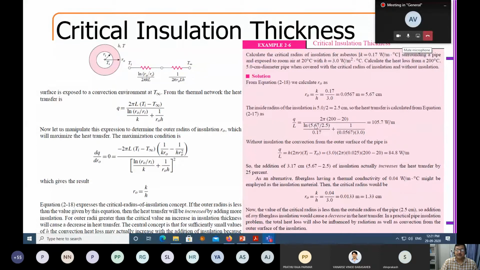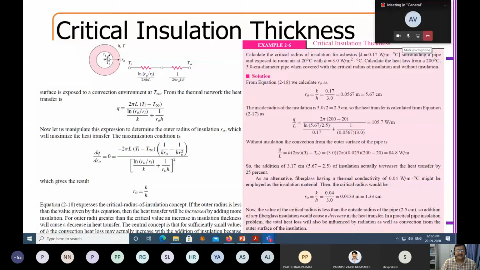Now let us do two calculations. Number one, I'll come back to this critical insulation thickness. First calculation is: see what is the heat transfer calculated from equation 2.17 in Holman. So this is basically how I'm getting the heat transfer. Q by L I calculate this to be, if I put the values, T infinity is 20, Ti is 200, I have R0 and Ri, everything. From there, what do I get? This is coming out to be 105.7 watt per meter.